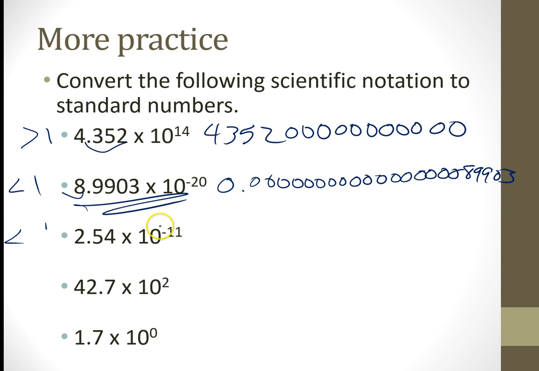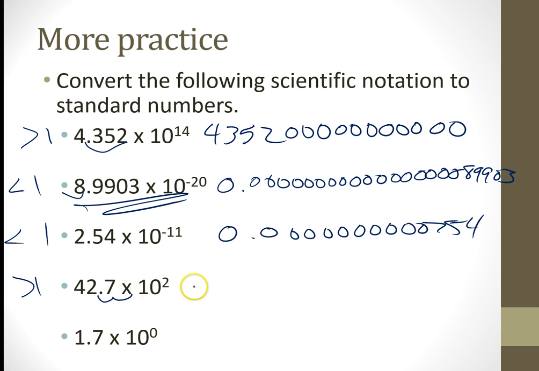This one again, less than 1, 0 point, and there's going to be 10 zeros. 1, 2, 3, 4, 5, 6, 7, 8, 9, 10, 2, 5, 4. This one's a little tricky. It's still greater than 1, and you're going to move the decimal 2 times this way. So 4, 2, 7, 0. And then the last one, again, you're not moving it anywhere. 1.7. Done.